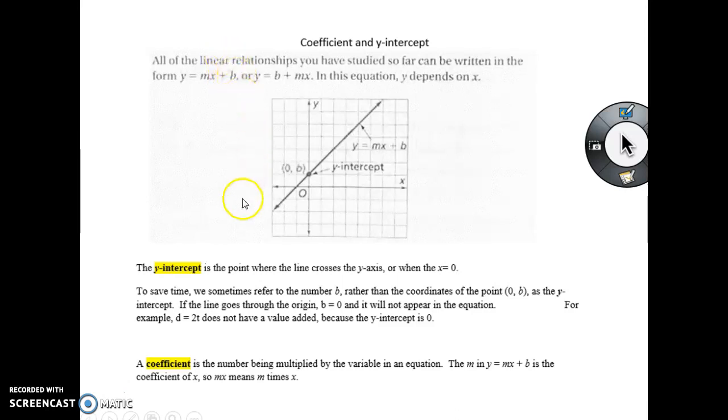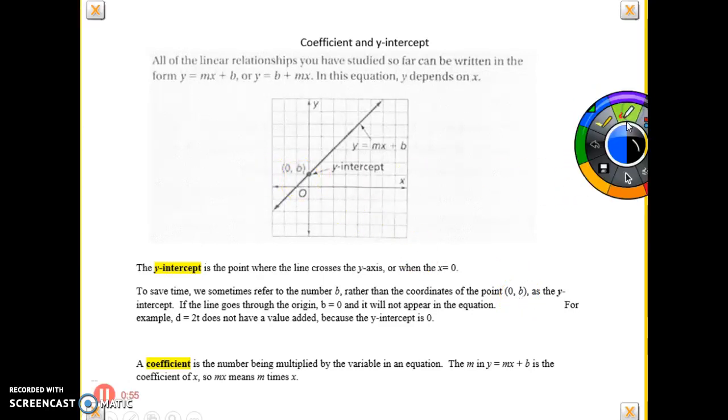The b value can be known as the y-intercept. That is the place where the line crosses the y-axis. Y-intercept is a better name for the b value because not all graphs will start at the y-axis. Some start before, like this one. Sometimes, to save time, we're just going to refer to the b value as just the number, but it's actually a coordinate point where it's 0, then the number. If you look at this example, you will see that the y-intercept is 0, 1.